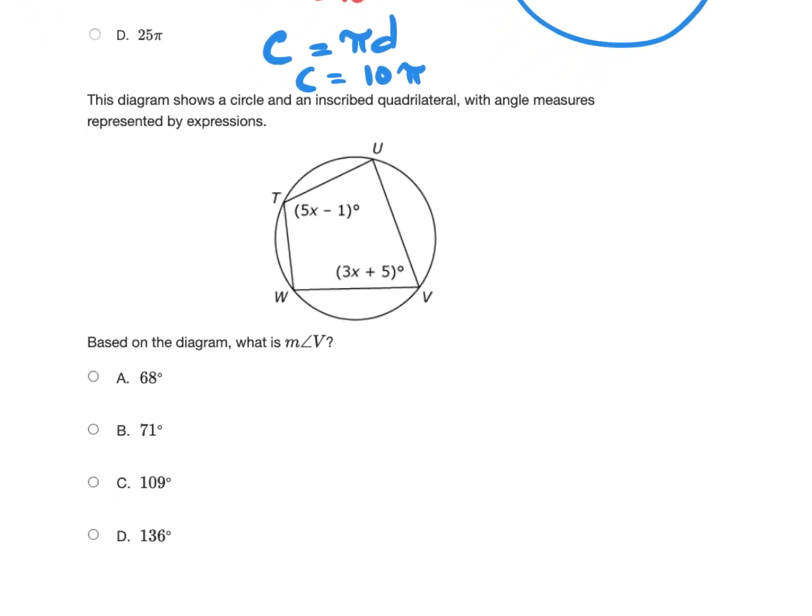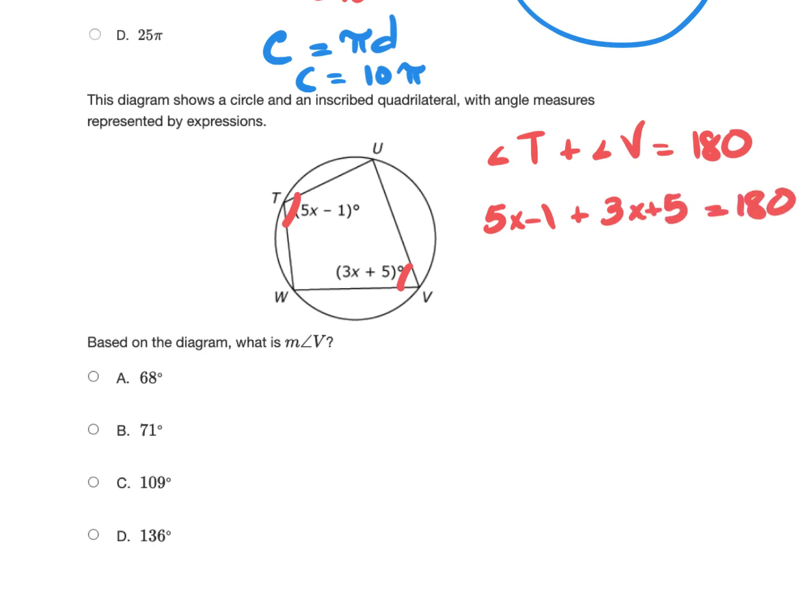And our last property for circles, which I may or may not have included in your notes, is that anytime you have a quadrilateral inside a circle, your opposite angles are going to be supplementary. So what that means is that angle T plus angle V is going to equal 180 degrees. So that's 5x minus 1 plus 3x plus 5 equals 180.